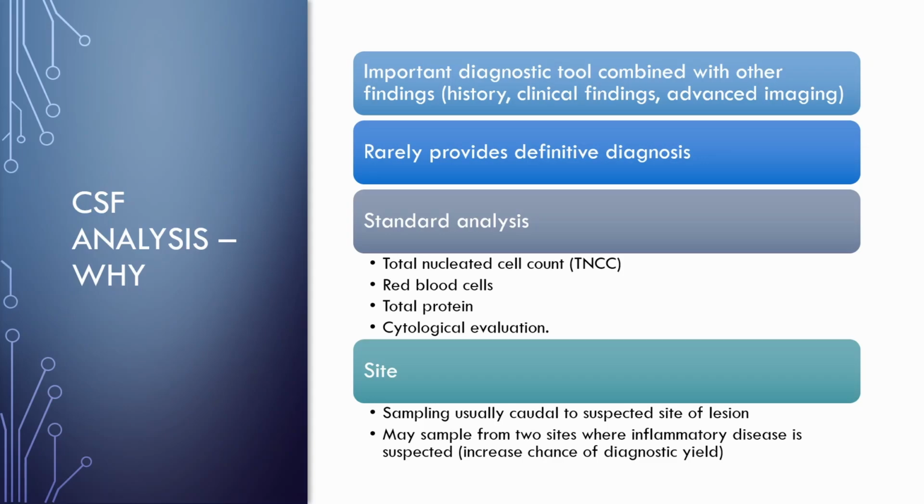Your standard analysis is measuring the number of nucleated cells. You also measure the number of red blood cells. Red blood cells are not normally found within the CSF, but they may be there because of iatrogenic contamination or sometimes because of bleeding. You measure the total amount of protein there, and then you look at the population of cells.